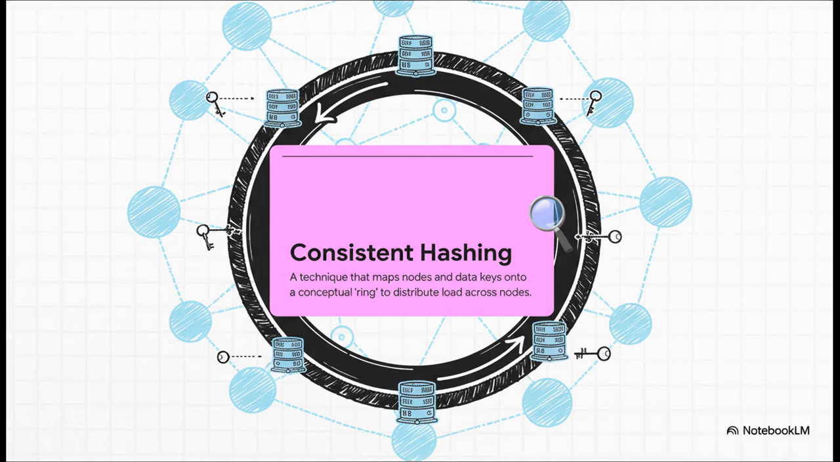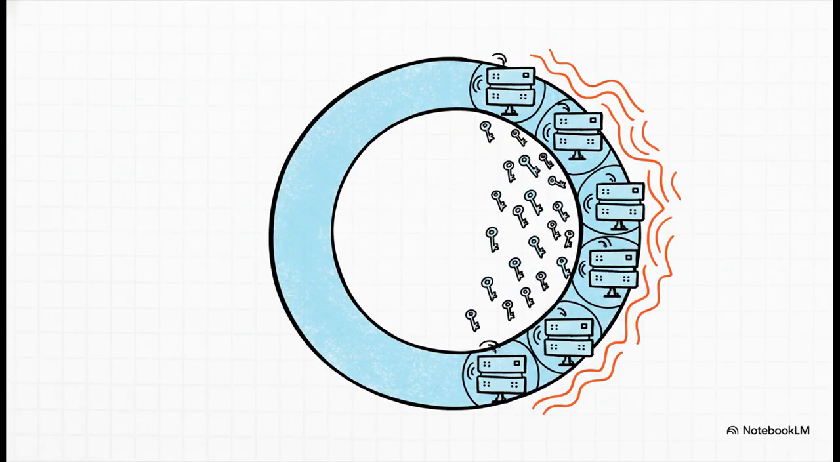Just picture a circle or a ring. We take each of our servers, we hash their IP address or some unique ID, and that hash value determines their position on the ring. Then we do the same thing for a piece of data. We hash its key, find its position on the ring, and then to figure out where to store it, we just walk clockwise around the ring until we hit the very first server. That's its home.